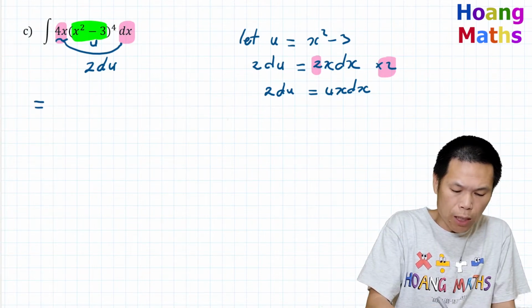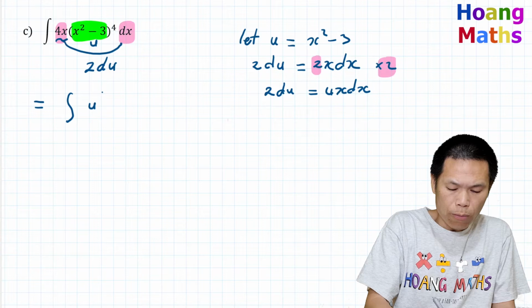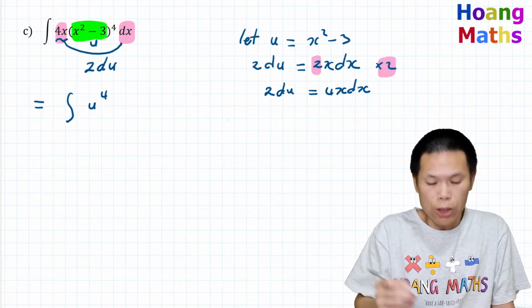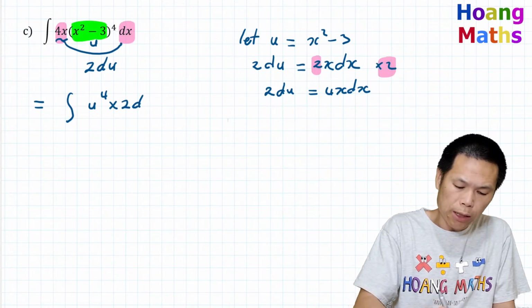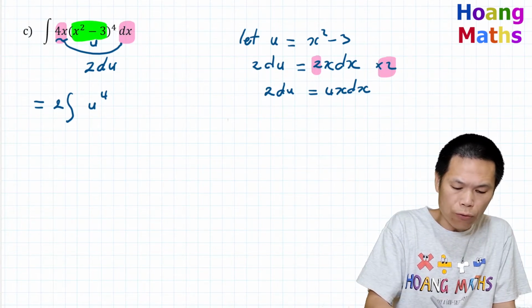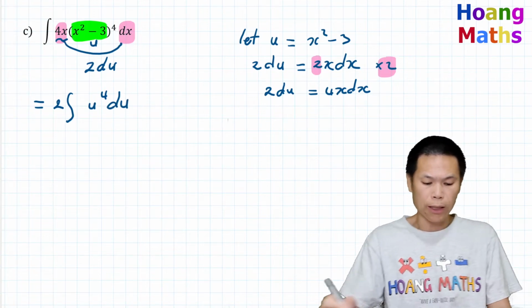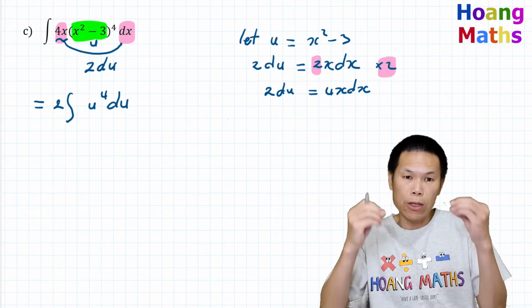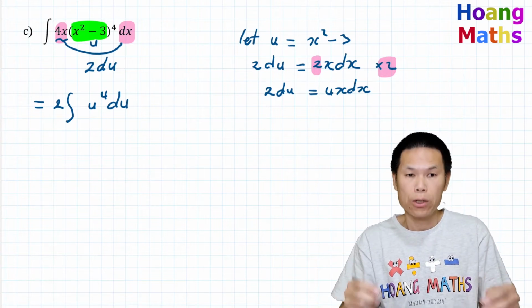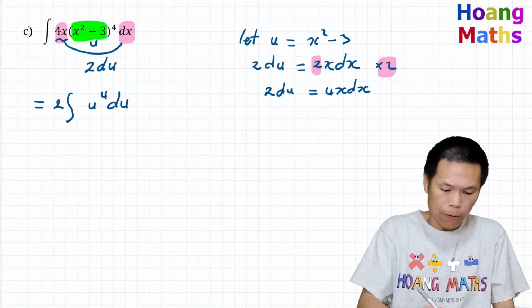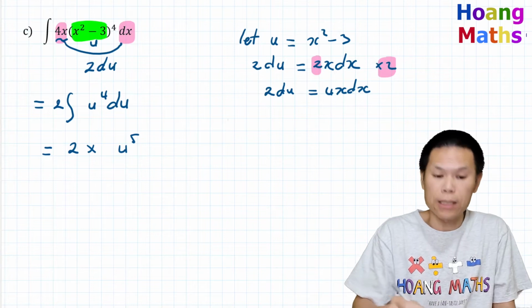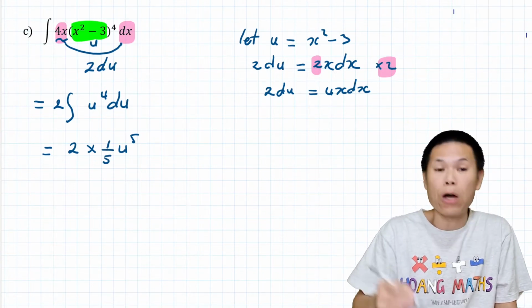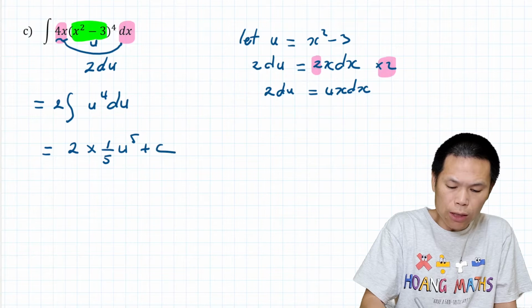So that will give me the integral of u to the power 4 times 2 du. Remember, this is exactly the same as putting the 2 in front times du. It's just easier, that's all. So now I just integrate u to the power 4. We add 1 to 4, which gives me 5. So this is 2 times u to the power 5 divided by 5, which I can also write as 1/5, and we add a constant, c.